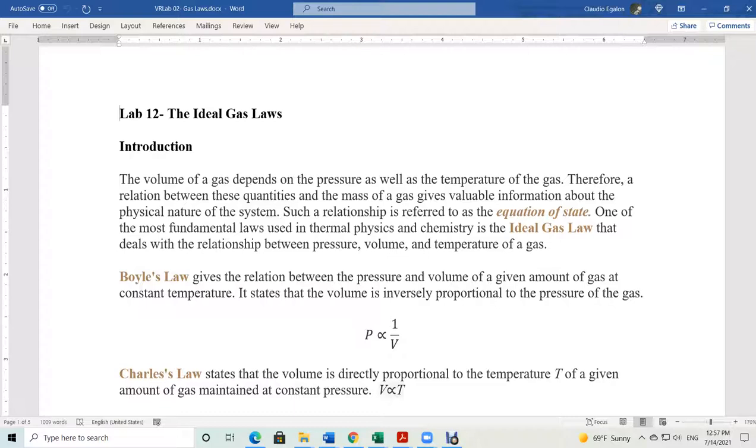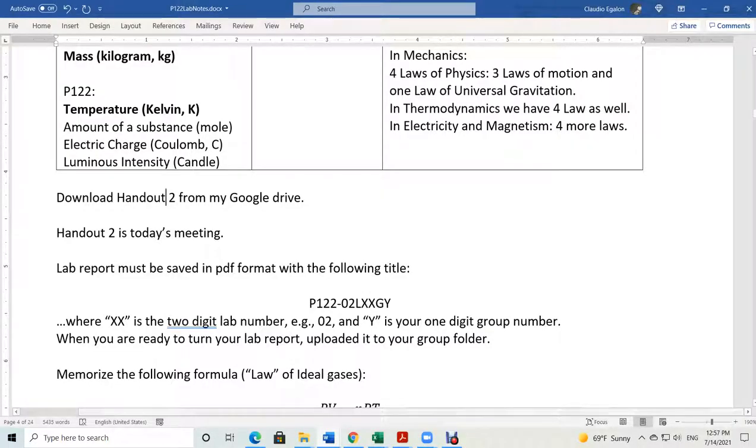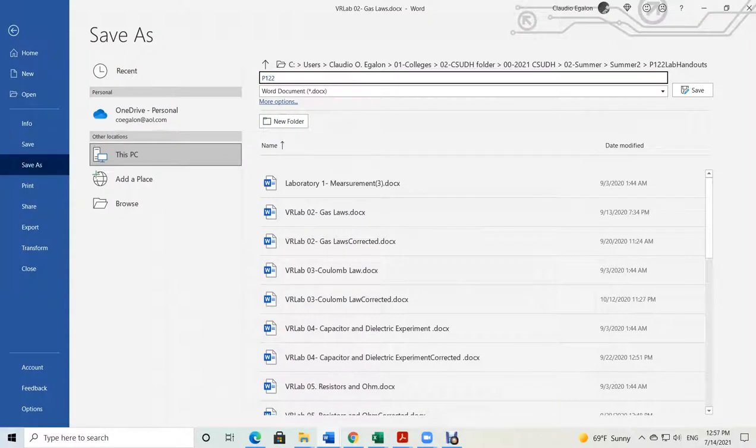When you open this document, make sure you save it in the format that you have to save. P122. Let's see how I told you to save it. Yeah, it should be 21, right? Session 21, lab 02, and your group number. One-digit group number, right? Everybody has a group, right? I believe maybe there is one student that doesn't have a group.